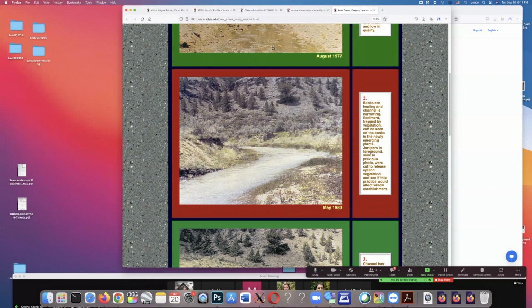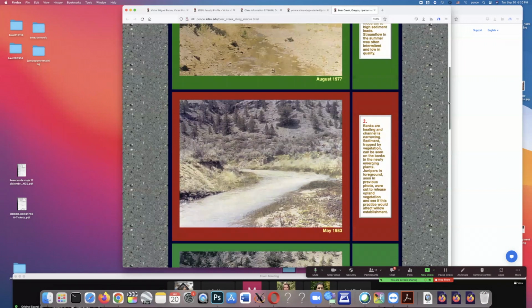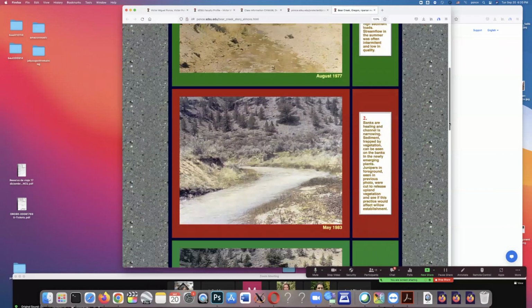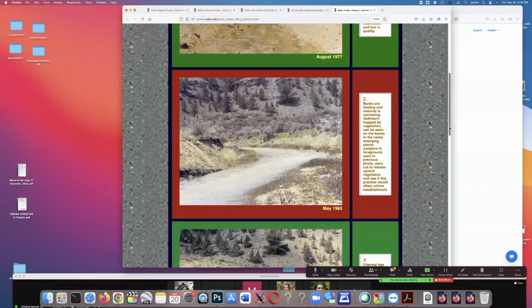Junipers in the foreground. I was looking at it this morning. I didn't see the junipers. I think he's referring to this in the back. Anyway, we're cut to release upland vegetation.